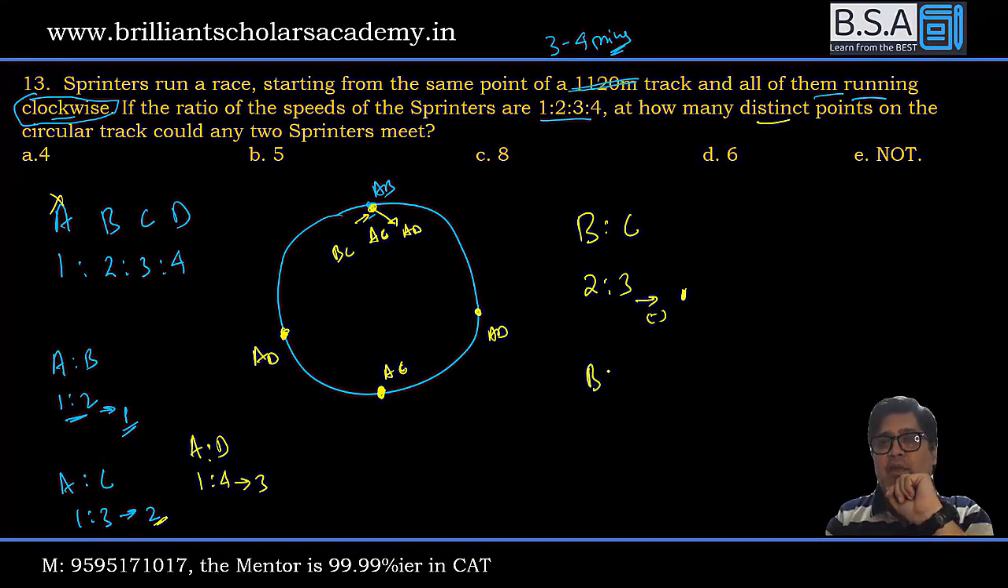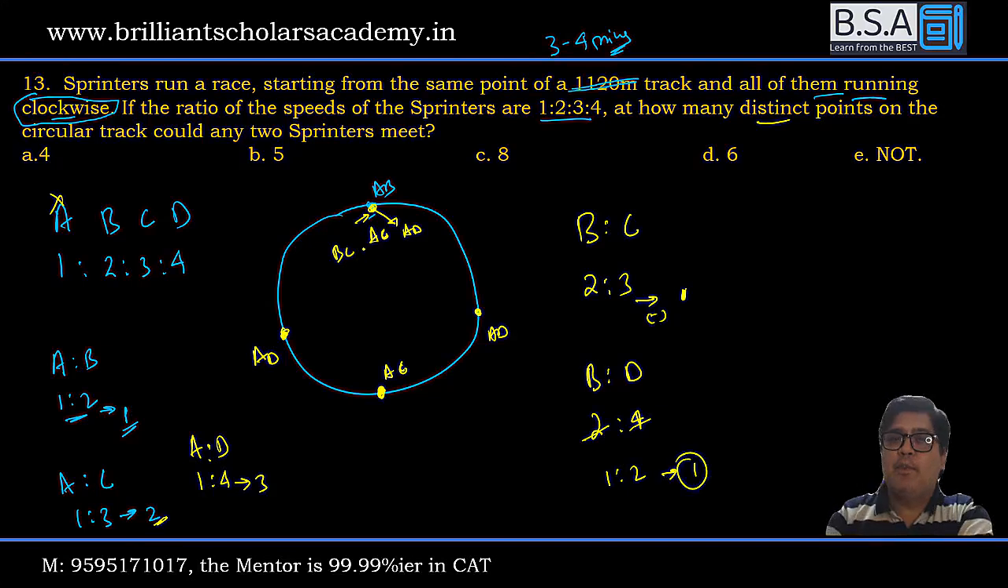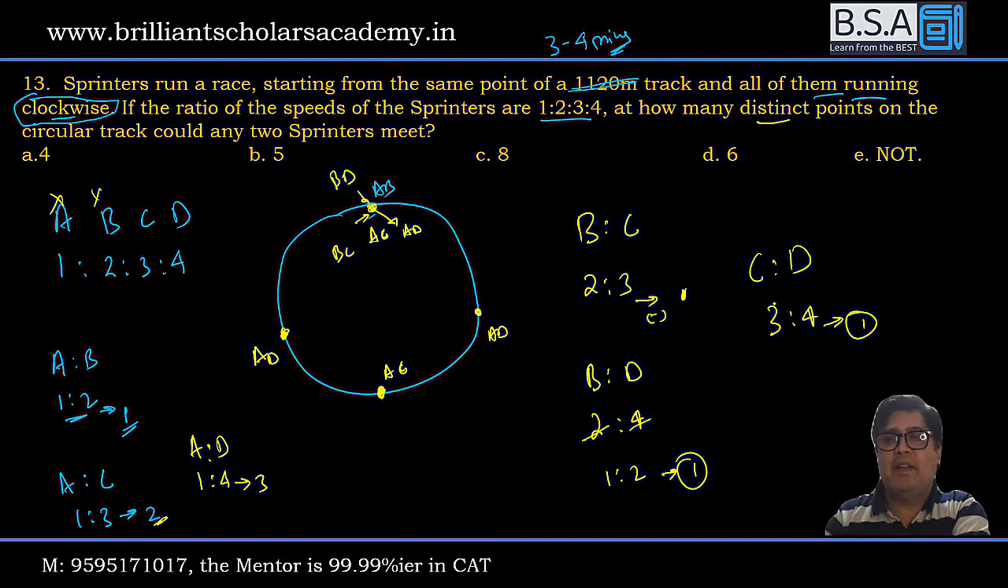When I take the ratio of BD, be careful. 2:4. The gap is not 2. You simplify. The gap is 1. So BD will again meet here. I don't care, the same point. So I have taken care of everything about BD. Now remaining is C:D, which is 3:4. What is the gap? The gap is 1. They'll again meet here.